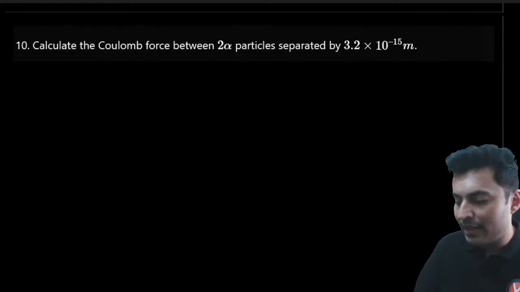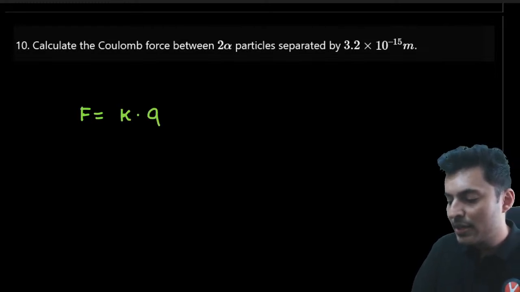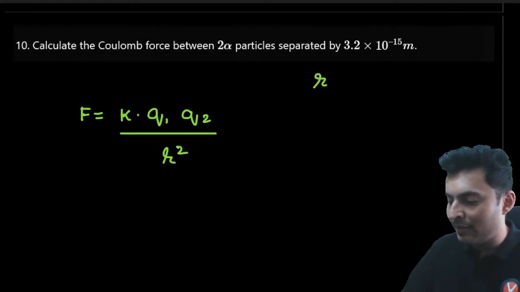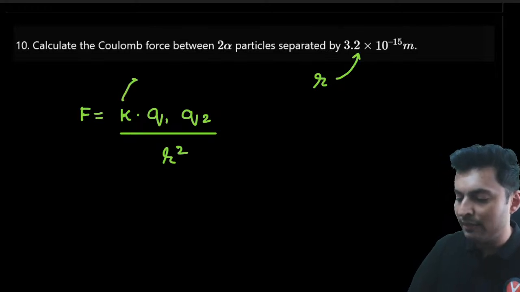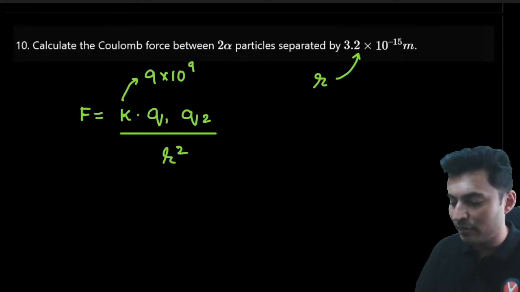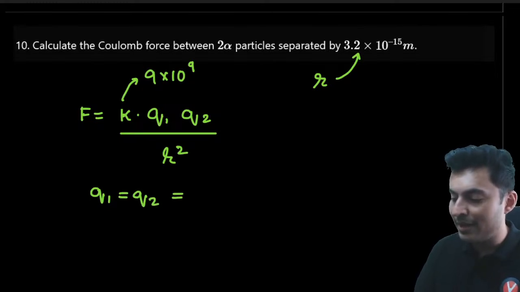Distance is given. The answer is going to be derived from this formula only: K Q1 Q2 divided by R square. I already know the value of R. I already know the value of K, which is 9 into 10 to the power 9. What is the value of Q1 and Q2? Both are alpha particles. Come on, my dear warriors, between two alpha particles.